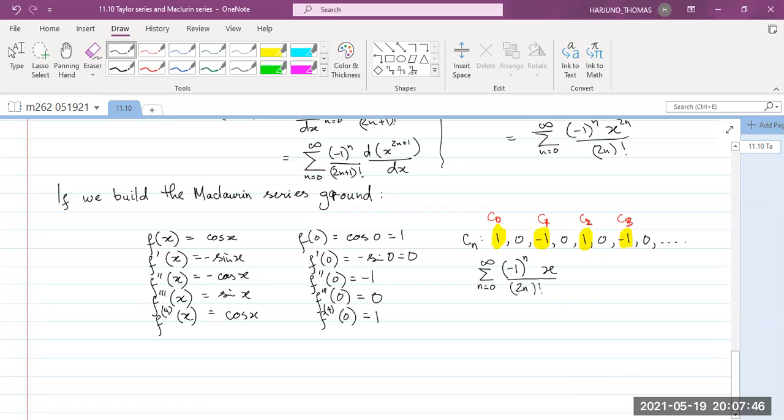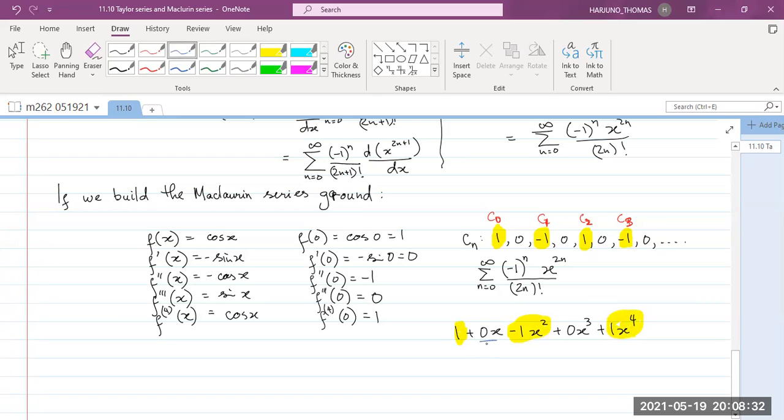2n factorial x to the 2n. Because it's supposed to look like this: 1 plus 0x minus 1x squared plus 0x cubed plus 1x to the 4th. You see? So instead of dealing with the zero terms, I only pick this guy, this guy, this guy.